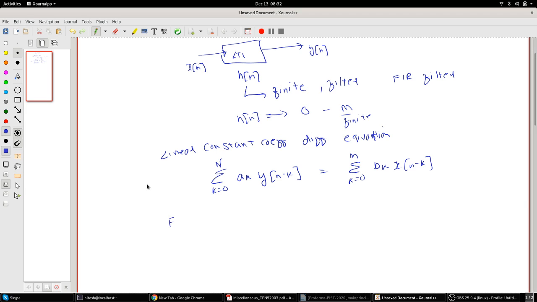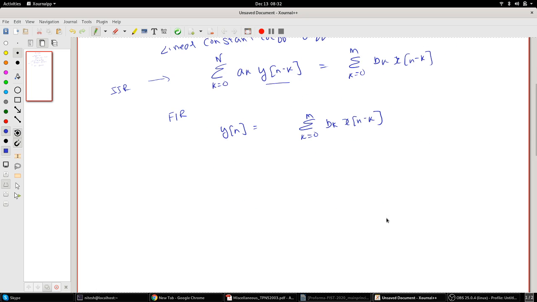For an IIR filter this was fine, where there was feedback involved, as well as delayed components of your input too. For a FIR filter, what you will have is y of n equal to summation k equal to 0 to m bk x of n minus k. This is how it will be given.